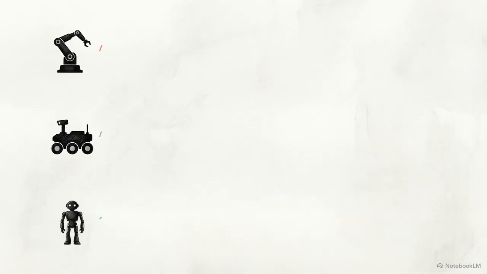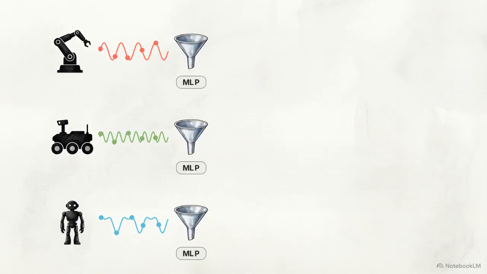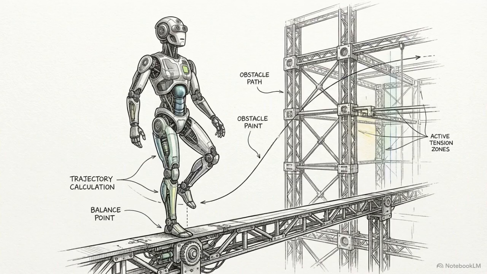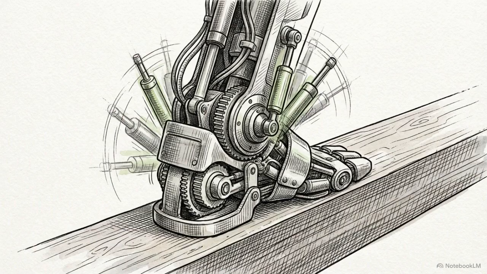These multi-layer perceptrons act as specialized translators, projecting the varying telemetry of different robots into a single unified latent embedding dimension that the central model can read. By decoupling the slow cognitive planning from the high-frequency motor translation, GR00T resolves the latency trade-off. The robot can think deeply about a complex room without its legs freezing in the process.